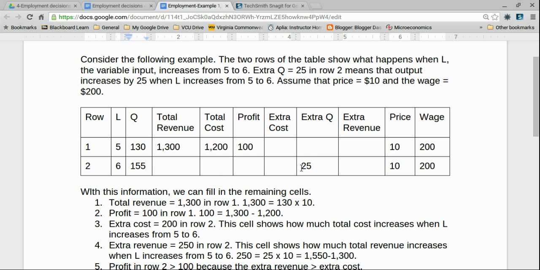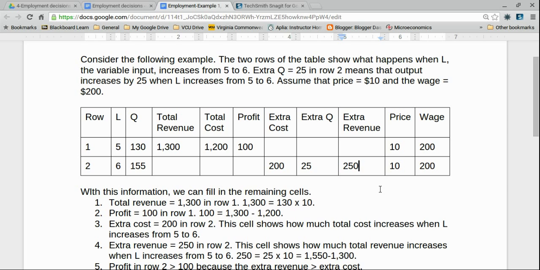Output increases by 25. I know the extra cost is going to be the wage I pay, so the extra cost is 200. I know the extra revenue is going to be the extra output times the price. I've now got 25 more units to sell. I'll sell each unit for $10 a unit. So if I'm selling 25 more units of output and each one gets me $10 coming in the cash register, my revenue is going to rise by $250.